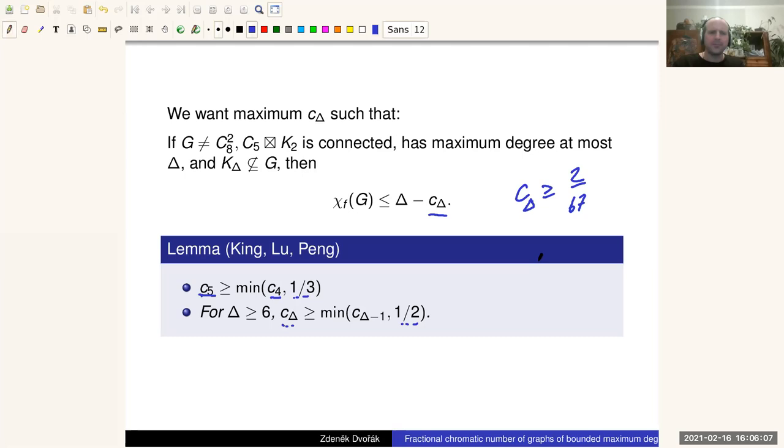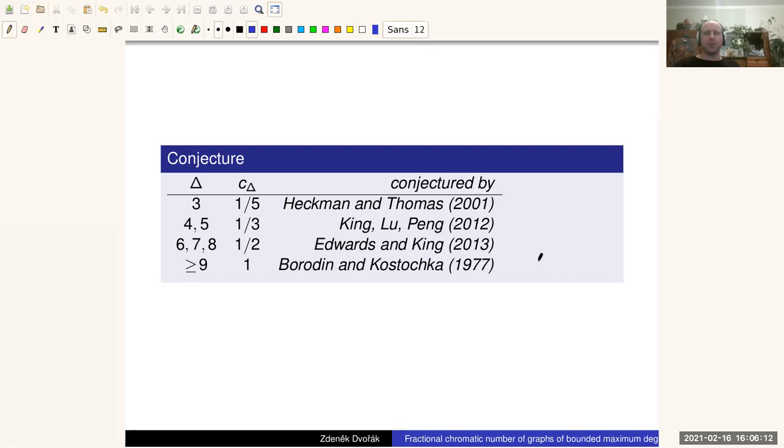And so, what is believed or hoped to be true? For every delta, there is now a conjecture by someone. For the smallest delta, for delta 3, it has been conjectured by Carl Heckman and Robin Thomas that the best value is 1/5. So every subcubic triangle-free graph has a fractional chromatic number at most 14/5. And for 4 and 5, King and Peng conjecture that 1/3 should be the best bound, and then Edwards and King conjectured for 6, 7, and 8 that 1/2 should be the best bound. And then from this conjecture of Borodin and Kostochka, it follows that for delta at least 9, 1 should be the right bound.